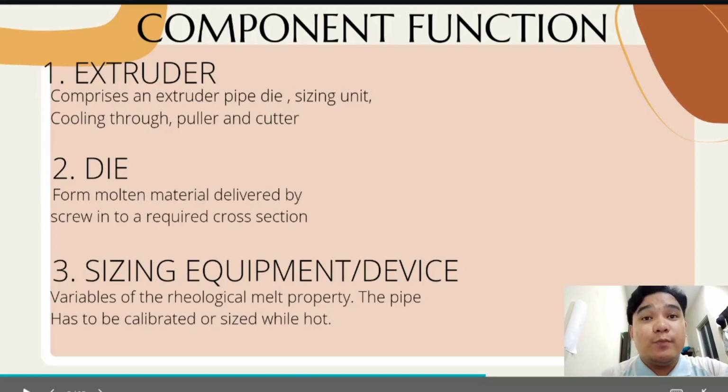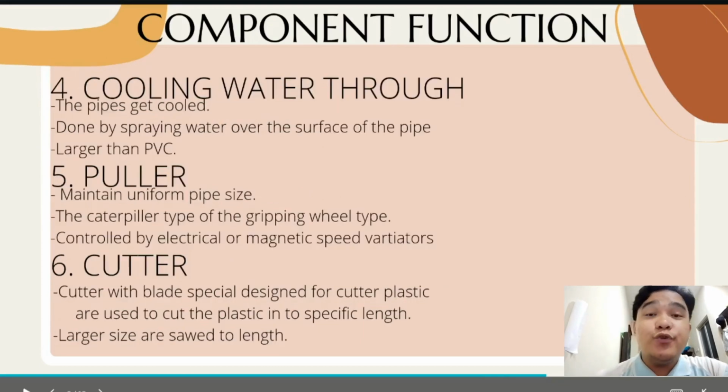And we have sizing equipment. The extrudate emerging from the pipe die usually shows variation of diameter caused by variable rheological melt properties. Thus the pipe has to be calibrated or sized while hot. And we have the cooling water trough or cooling bath. During the sizing, the pipe also gets cooled. Cooling is done by spraying water over the surface of the pipe, and the length of the cooling trough for PE is longer than for PVC.